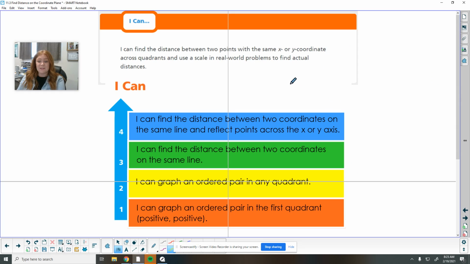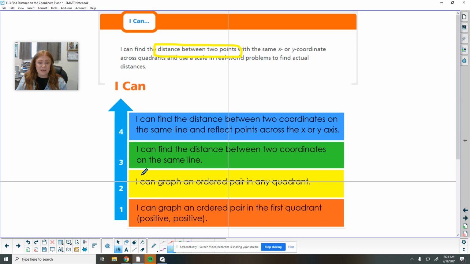So before we try number one here, let's talk about what our goals are for today. We want to find the distance between 2 points on a coordinate graph. Today they'll either have the same X or they'll have the same Y coordinate, and we want to find their distance.